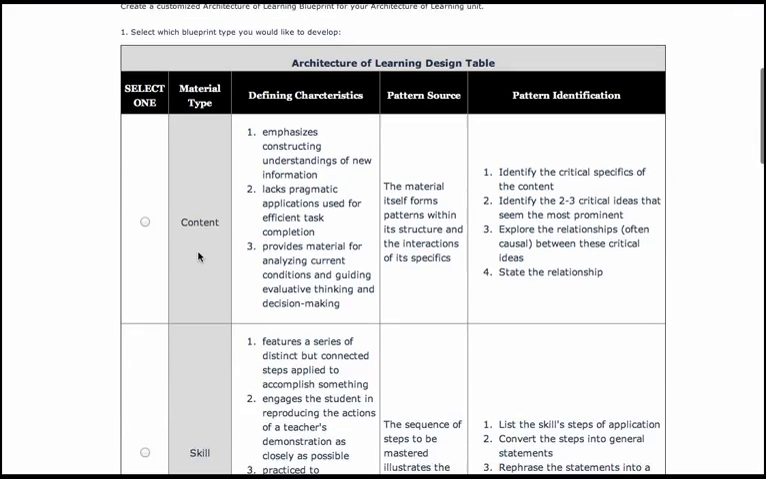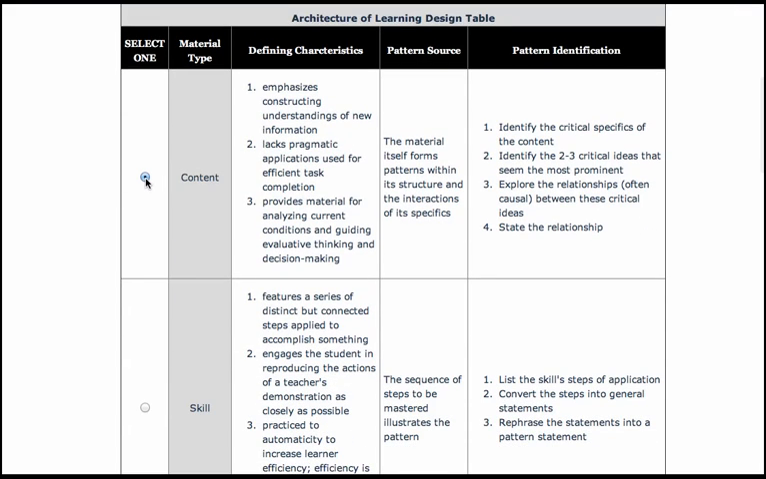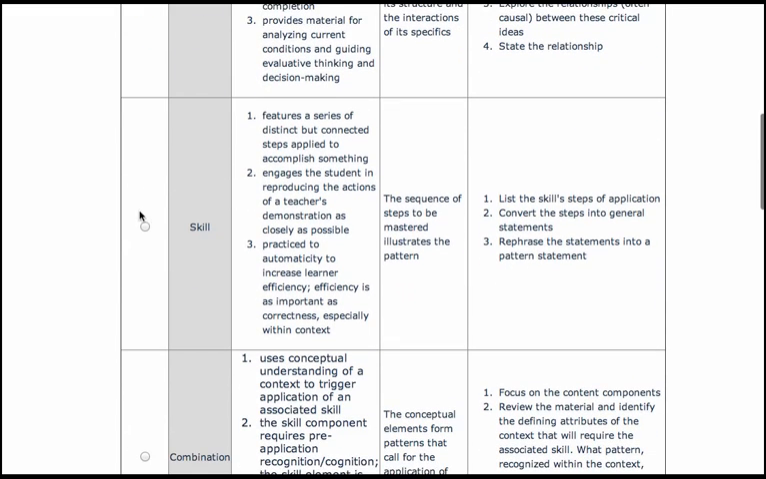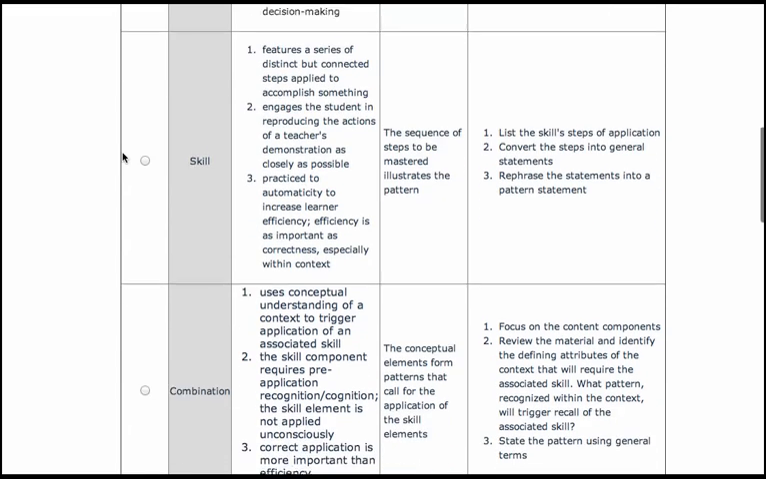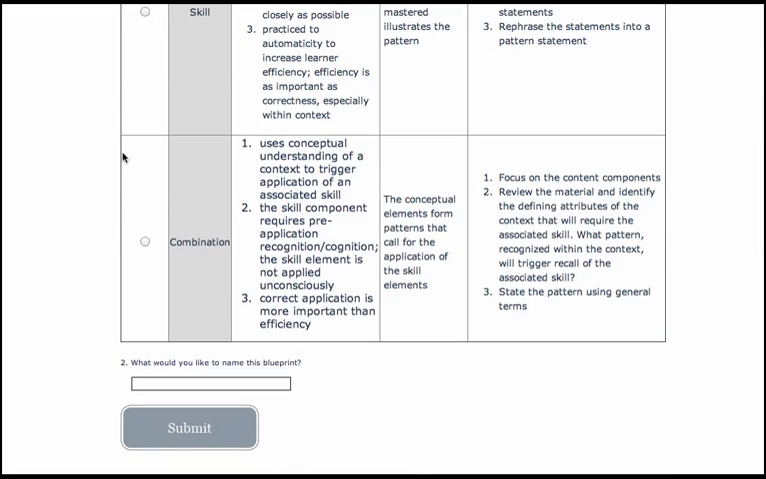Now we have three different kinds of blueprints. The content blueprints, which is about content area knowledge. Social studies would be a good example. We have skill blueprints, which would be something like multiplication in math, something that's very much a skill that can be learned through repetition, and combination would be a combination of both of those.